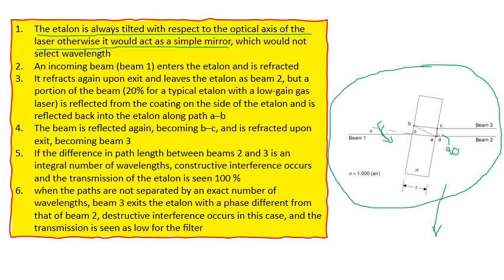Otherwise, it would act as a simple mirror. अगर हम इसको बिल्कुल सीधा यूज करेंगे तो वो सिंपल मिरर के तौर पे इसमें से लेजर पास कर जाएगी. Okay, so we have to have a certain angle, which would not select wavelength. ठीक है.